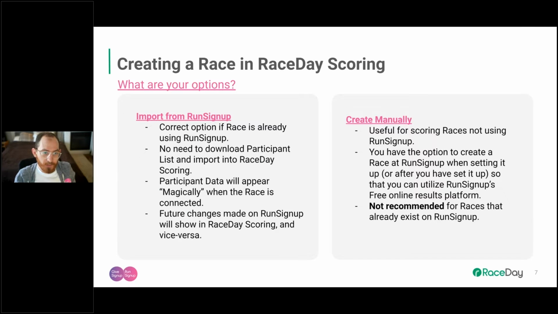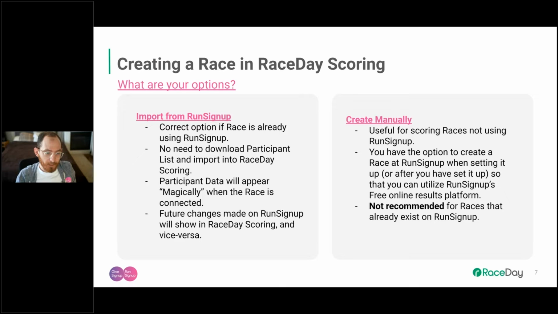So creating a race in RaceDay scoring, what are your options? You can either import from RunSignup or you can create them manually. Importing from RunSignup is the way to go if the race is already using RunSignup. The reason is because you don't have to download participant data and import it into RaceDay scoring manually. When you import a race from RunSignup, it pulls down everything for you and the participants will show up automatically. Even if they don't have bib numbers, even if they are missing some information, everything just shows up in RaceDay scoring, just as if you were looking at it on your RunSignup dashboard.